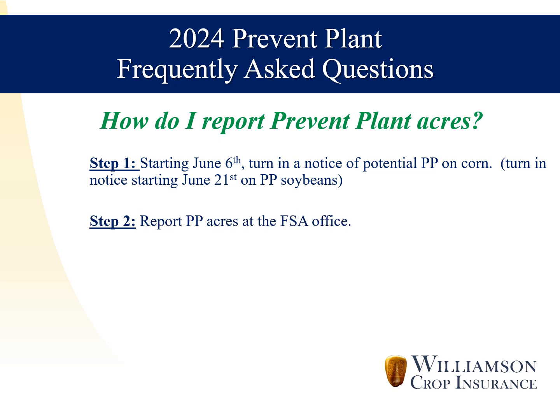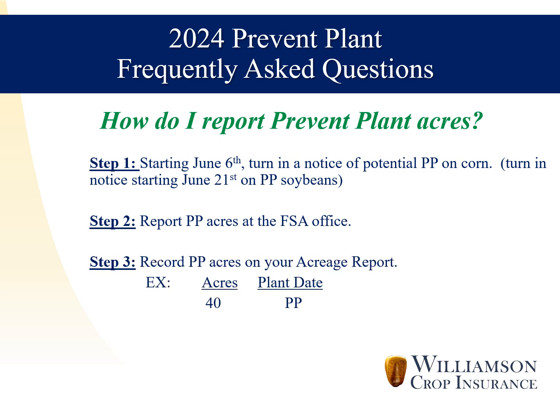Step 2. So let's say it's gotten further in, and yes, we are committed to that. We ended up not withdrawing the claim on prevent plant. We're going to take prevent plant. You need to report those prevent plant acres at the FSA office. Very important that they say the same thing that we do.